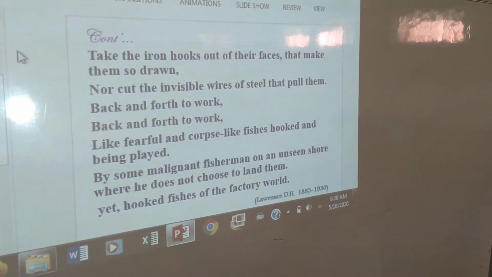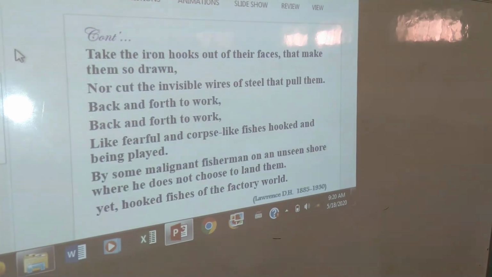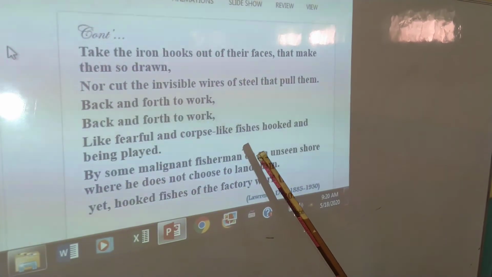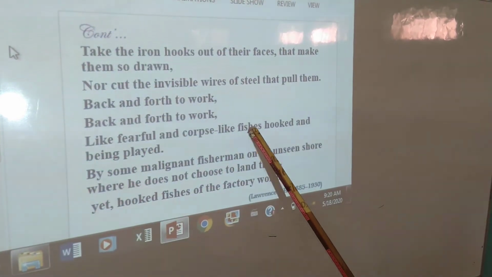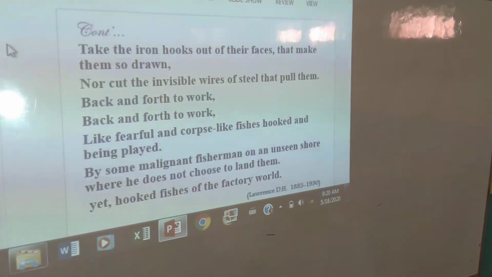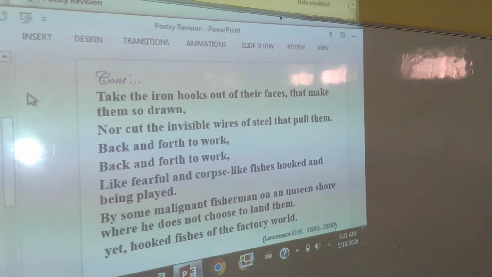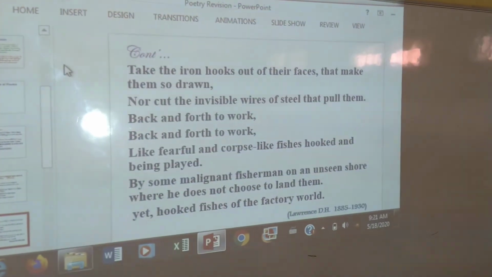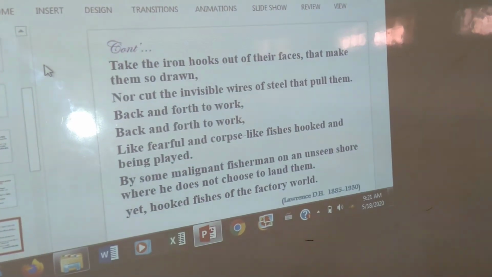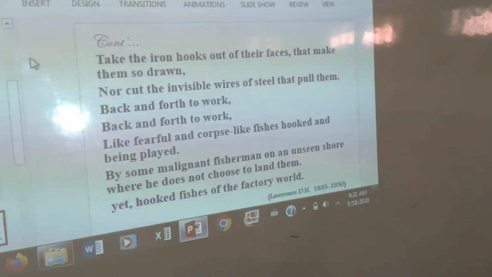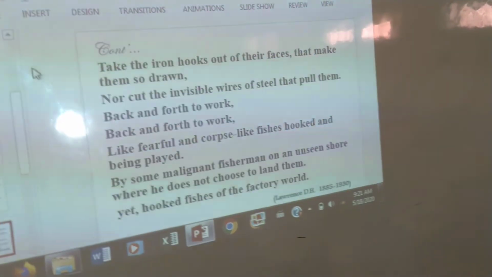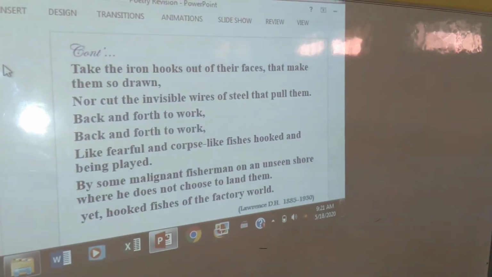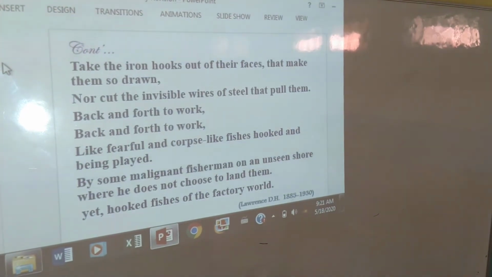Now, I'll take a time out to make us understand why the poet uses this metaphor, corpse-like fishes. There is one thing I want to say before I explain: in poetry we are allowed to use words that in normal English grammar we don't. We know we don't have the word fishes out there. But because of poetic liberty, they are allowed to use words, exaggerate some words, cut a few words in order to make a message pass or have what is called the meter within a line of a stanza of a poem. Therefore, corpse-like fishes hooked and being played.